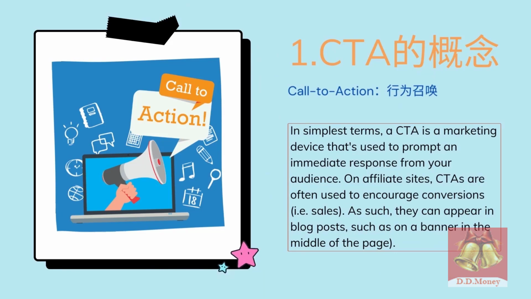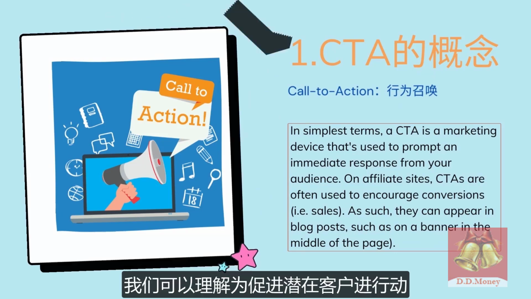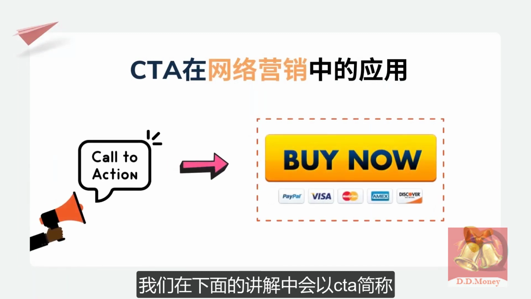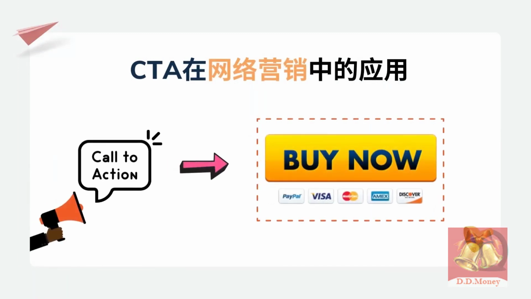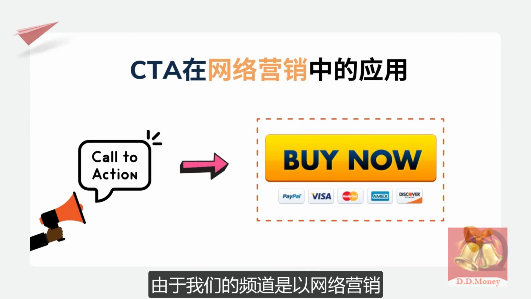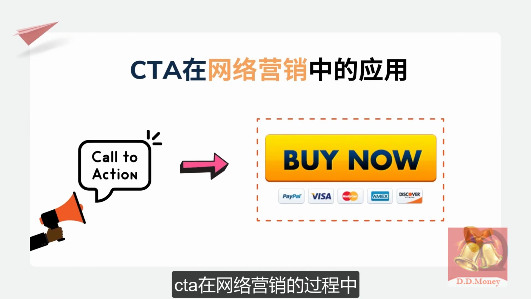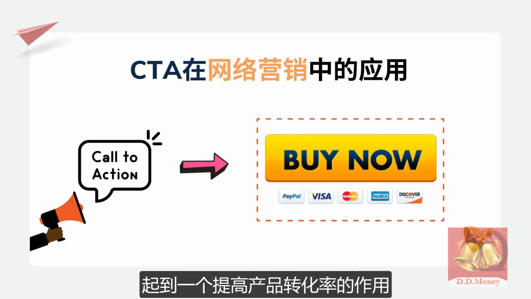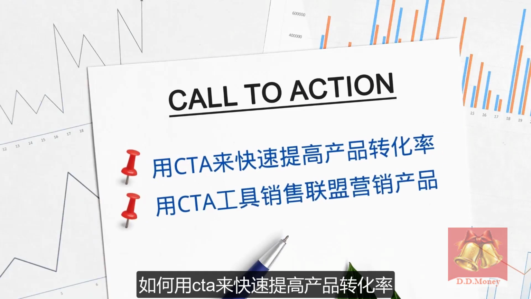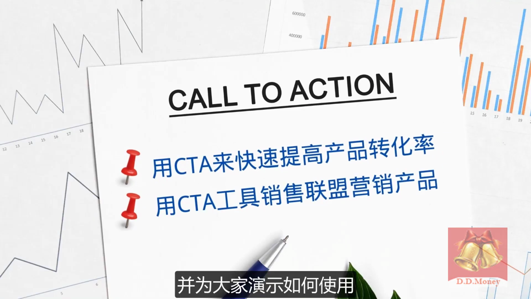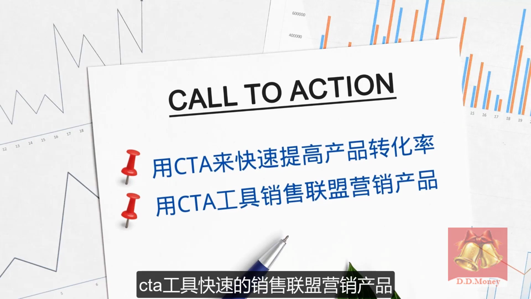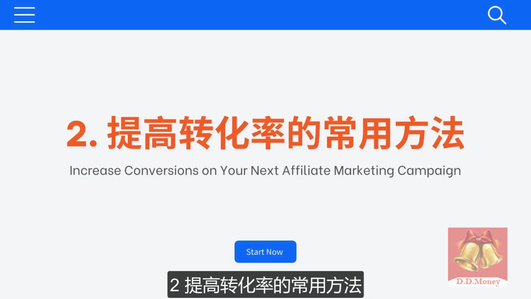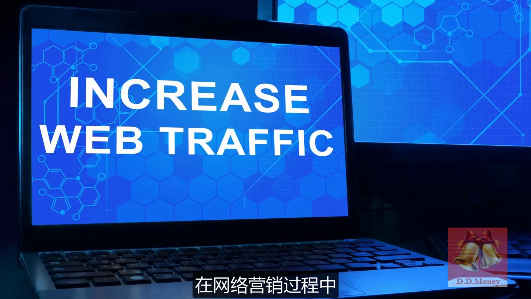1. Introduction to call to action. Call to action, CTA for short, can be understood as prompting potential customers to take action. We will use CTA for short in the following explanation, because our channel is about making money online. In the process of network marketing, CTA plays a role in improving product conversion rate. So today we will explain how to use CTA to quickly improve product conversion and demonstrate how to use a CTA tool to quickly sell alliance marketing products.